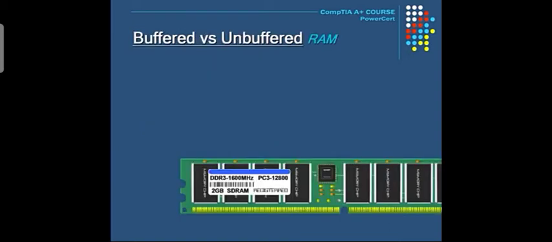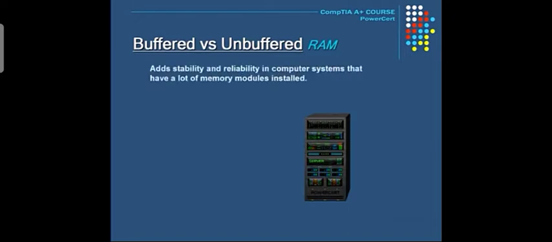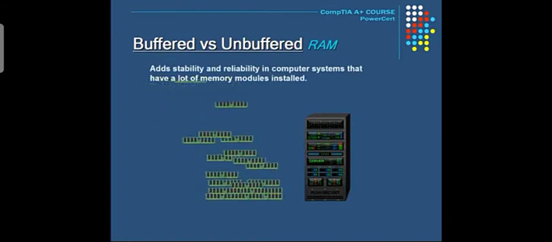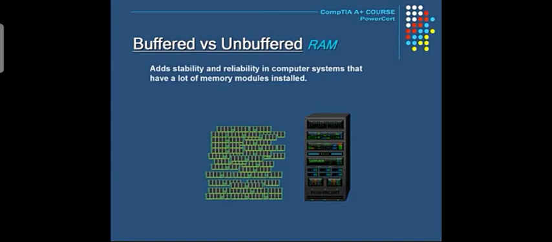And there is also buffered and unbuffered RAM. Now buffered RAM, which is also called registered RAM, is made to add stability to RAM. Buffered RAM adds an extra register between the RAM and the memory controller. It stores data, or buffers data, before it gets sent to the CPU. And this is what adds stability and reliability in computer systems that have a lot of memory modules installed. So it's basically used to lessen the electrical load on your memory controller that's produced when you use a lot of memory modules. For example, in servers.